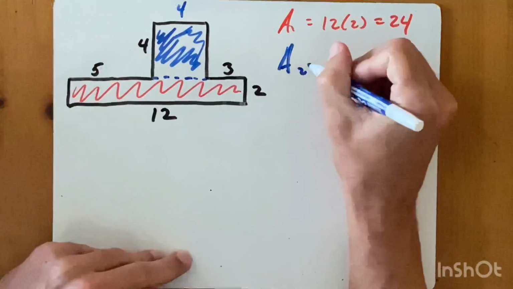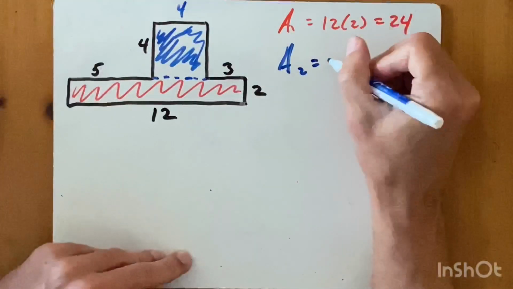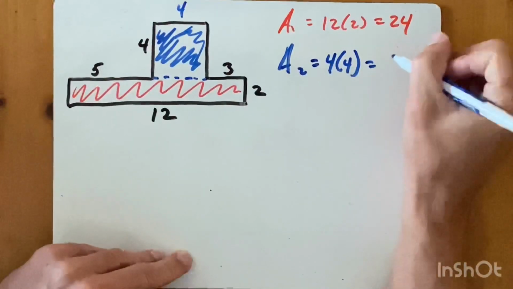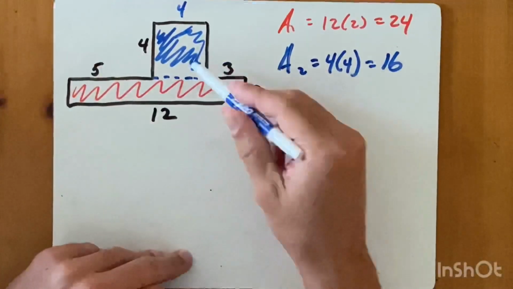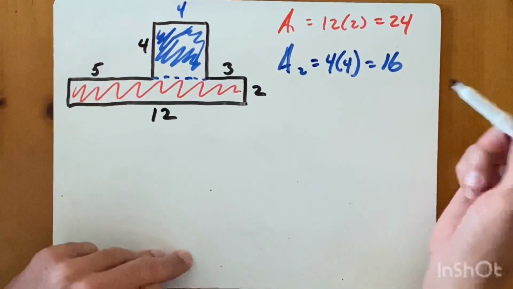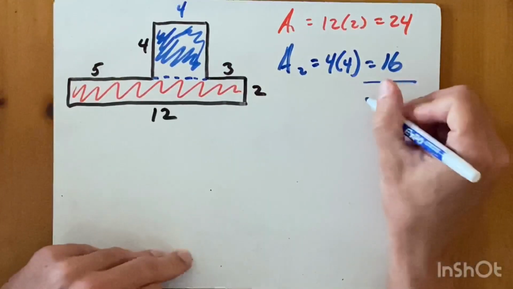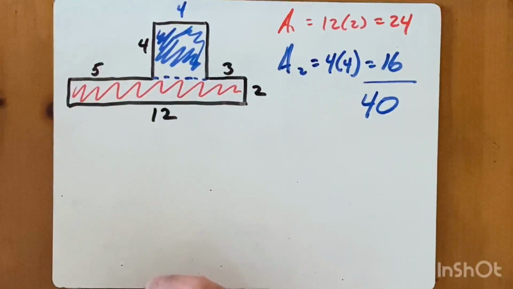So the area of the blue portion is just going to be length times width again, or 4 times 4, or 4 squared, which is equal to 16. Now we're going to add those two individual areas together to give us the area of the composite figure. So 24 plus 16 will equal 40 square units.